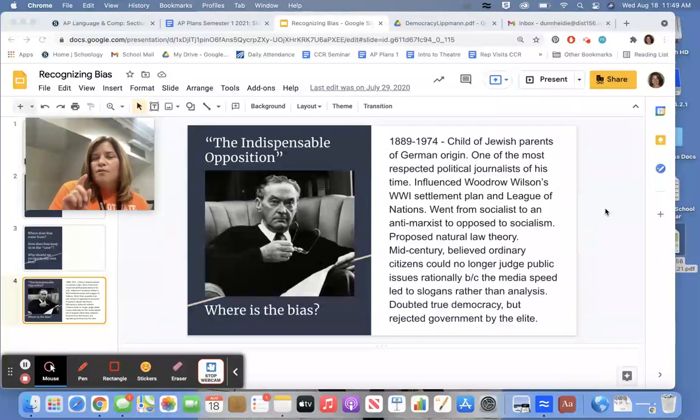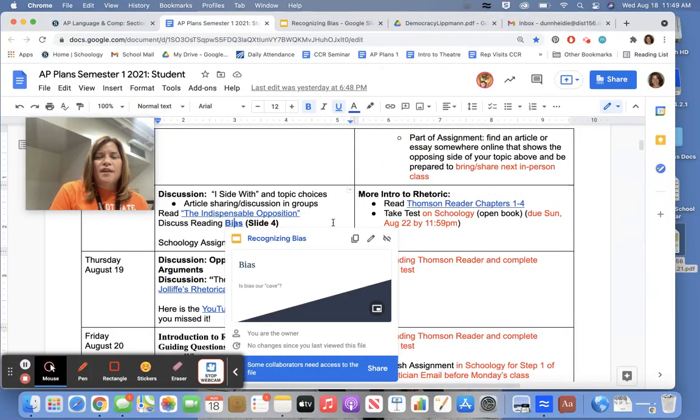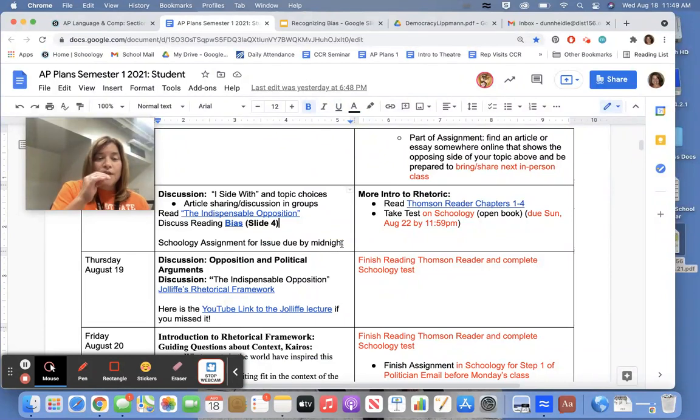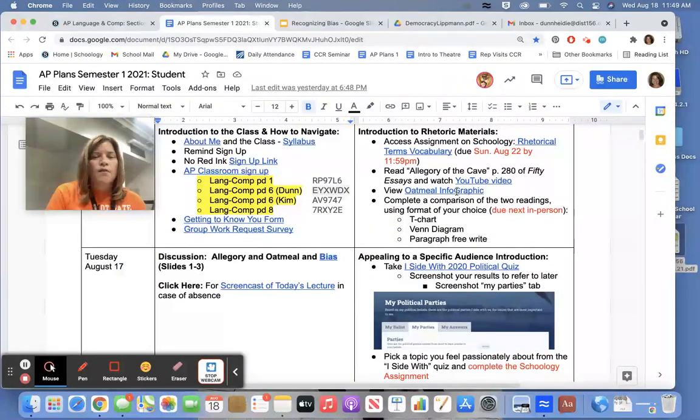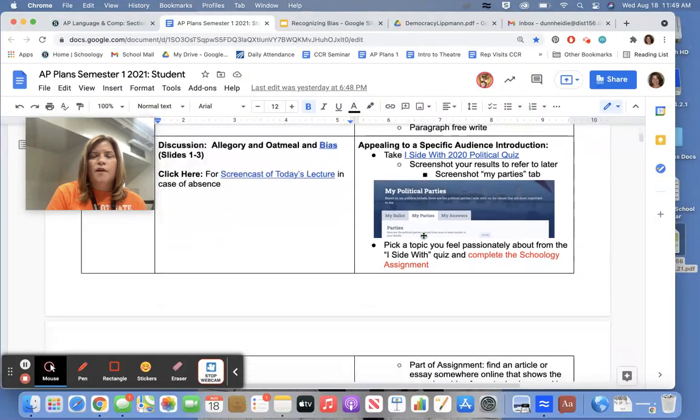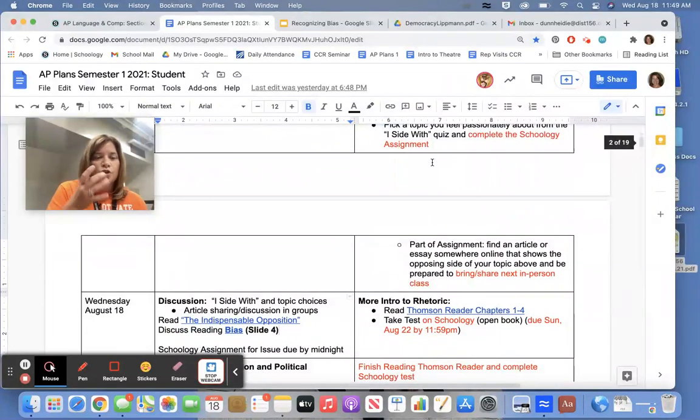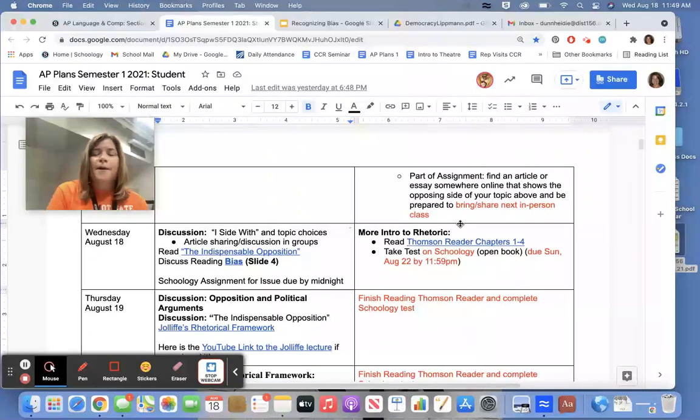So we're going to use that information to help us understand why he wrote what he did in the indispensable opposition, and what, if any, bias he has. So that is today's lesson. When we're done with that, I'm going to walk you through all the assignments that you have ongoing right now. So far you should have completed two assignments: the comparison of the allegory of the cave and the oatmeal infographic, and the I Side with little chart where you filled in information about your topic.